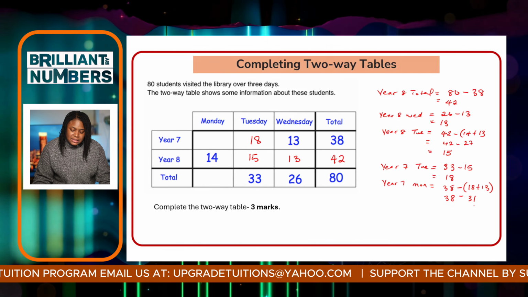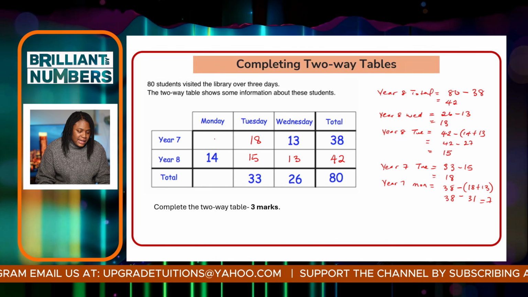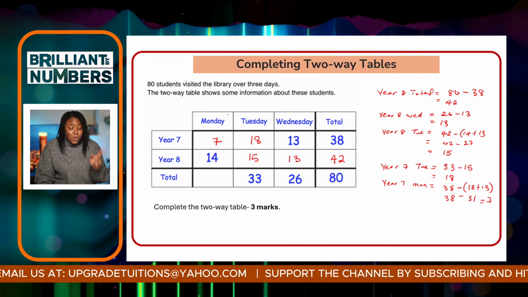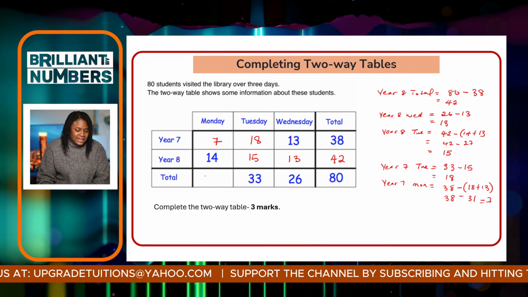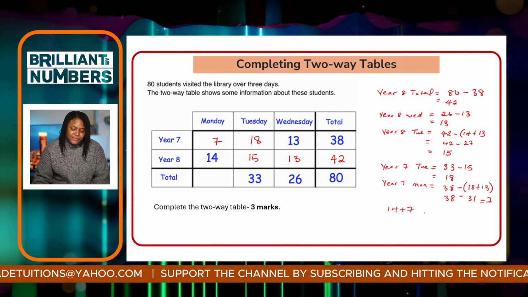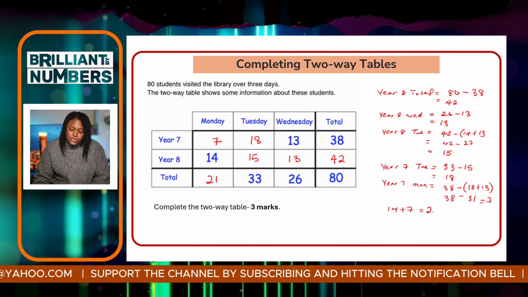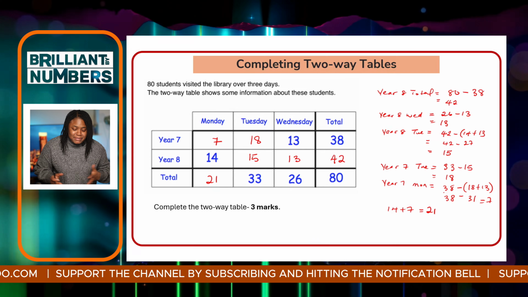So 31 take away from 38 gives me 7. So the answer here is 7. I've just got one space to fill in now, and I can get the total in this column by just doing 14 plus 7. And 14 add 7 is 21. So this is how I complete my table.